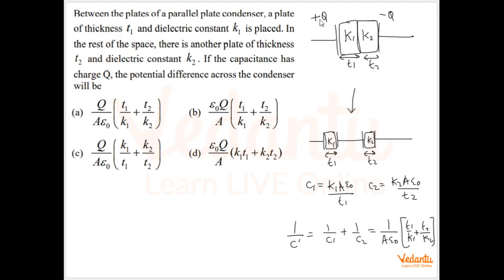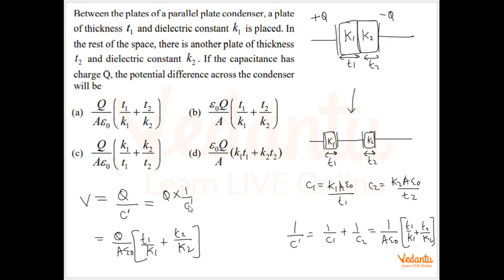Now if the overall potential difference is equal to V, I can write down the total potential difference as charge divided by equivalent capacitance, or charge into 1 by C dash. That will be nothing but Q by A epsilon naught into T1 by K1 plus T2 by K2, which when you see, matches with option A.